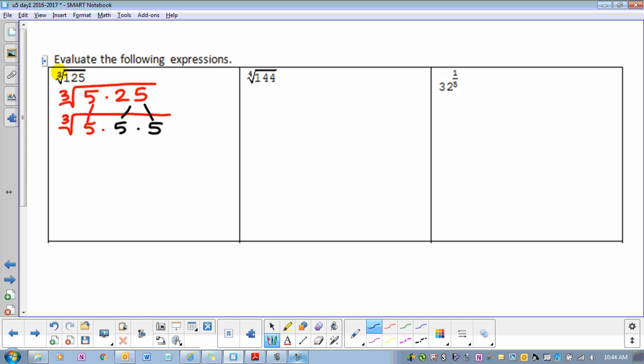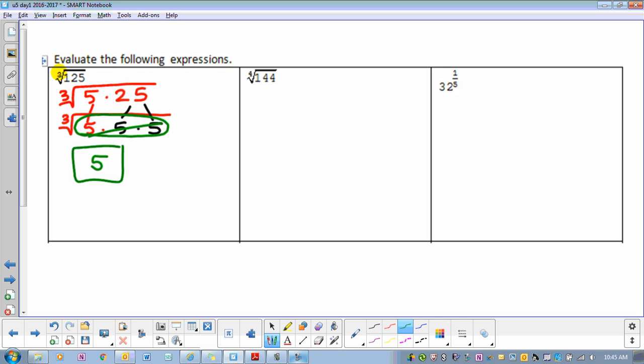Do I have 3 of the same in the group? I mean, like 3 of the same thing? Yeah, right? I have 3 5s. That means that one of them can come out. Do I have any left over that need to stay inside? No. So this is it. Cube root of 125 equals 5. Okay.